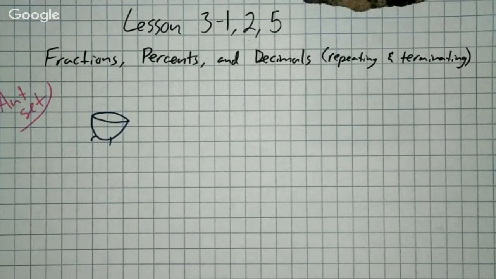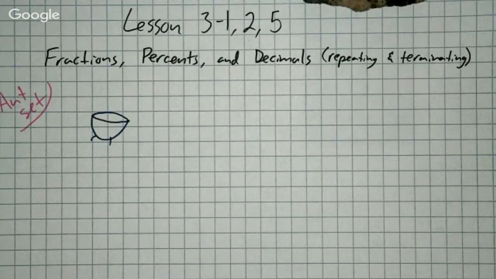Okay, hello and welcome to our 7th grade lesson 3-1, 2, and 5. We're doing 3 lessons today because we've seen a lot of this stuff before in our previous years, so it's not anything too new for us. So today we're going to be talking about fractions, percents, and decimals, and specifically decimals that are repeating and terminating. What are those two different kinds of decimals?